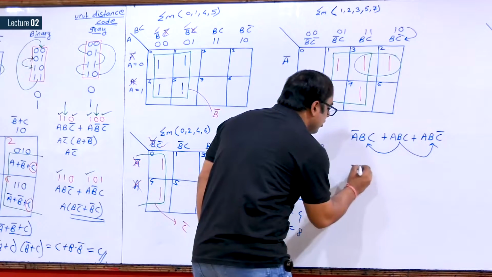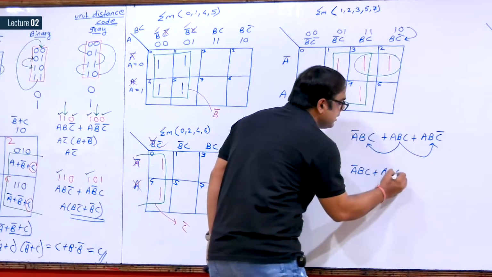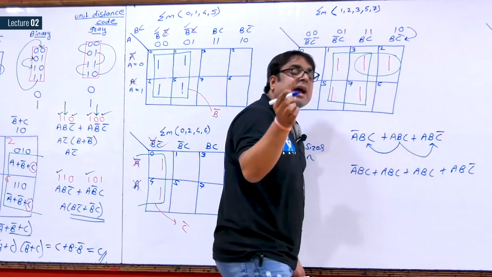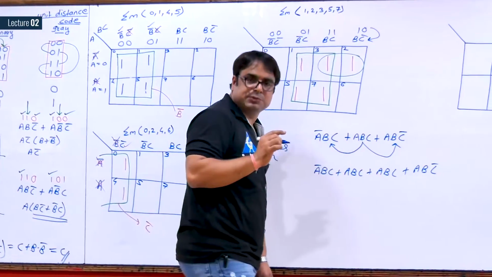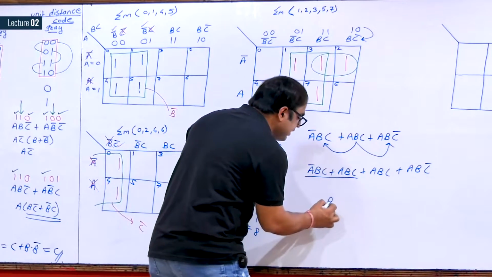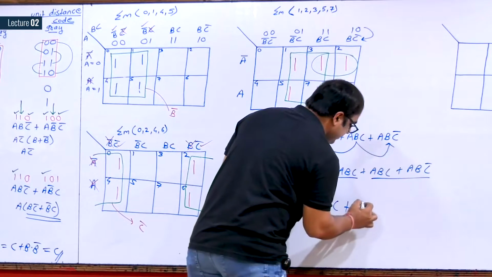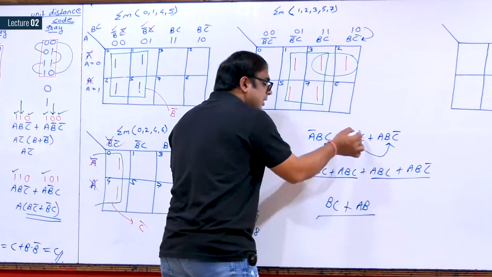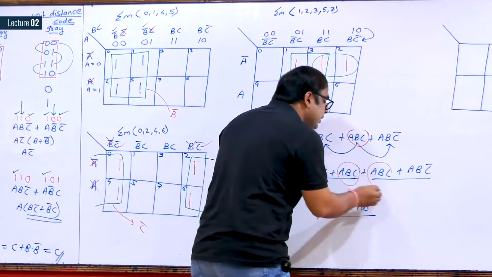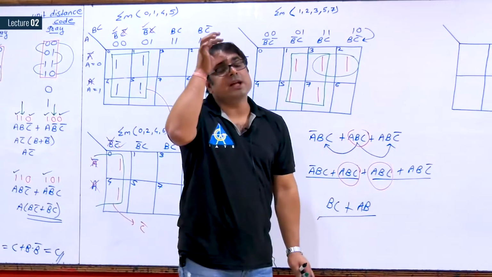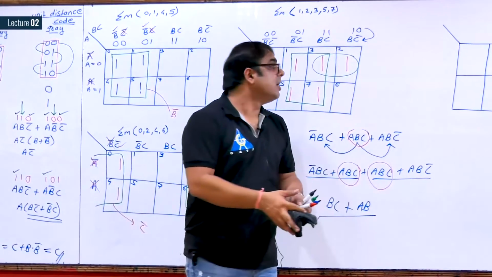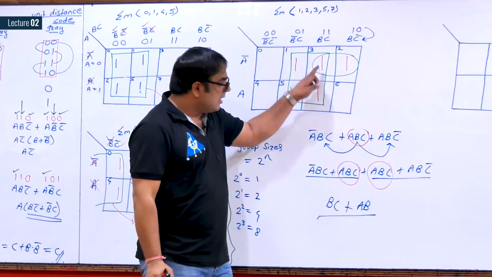How? Please see. A complement BC plus ABC plus ABC plus ABC complement. We already did this type of discussion before in Boolean algebra. Reducing these two will give you BC and reducing these two will give you AB. See, this ABC we used with both. How? Writing it 2 times, because in Boolean algebra we can write A is equal to A plus A, B is equal to B plus B, X is equal to X plus X and so on. So it is actually the same thing.